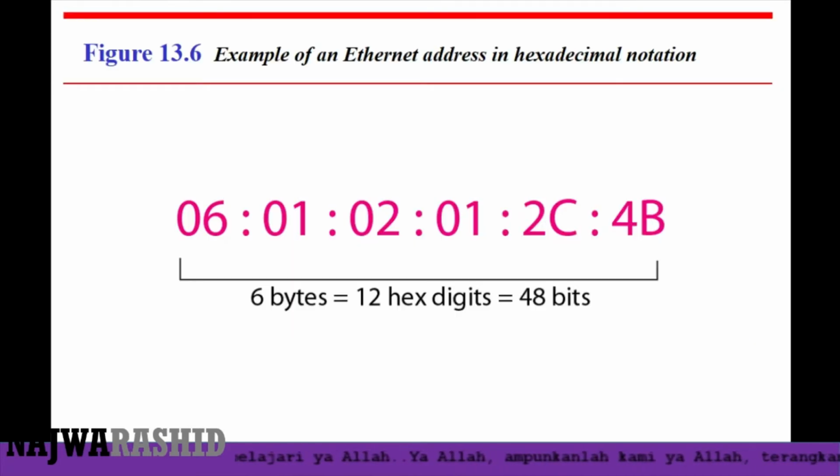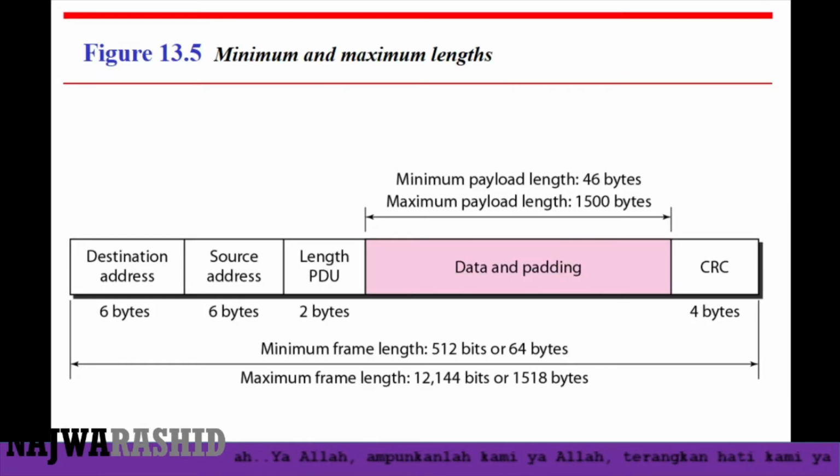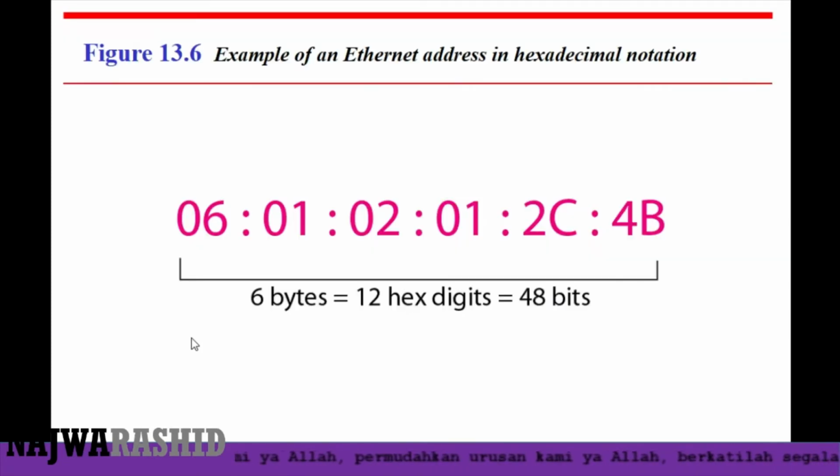So how do we calculate the 6 bytes for the destination and the source address here? Because this is based on the physical address of the stations. Basically the physical address consists of 12 hexadecimal digits. So 12 hexadecimal digits equal 48 bits. So 48 bits divided by 8 equals 6 bytes.